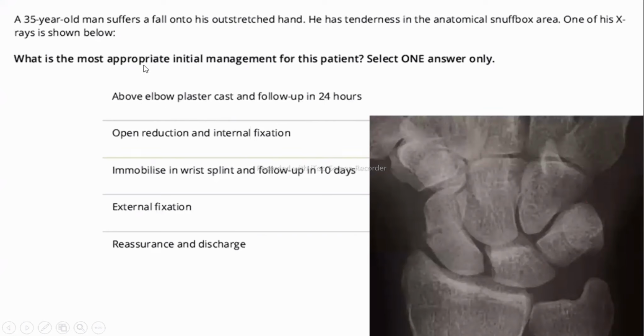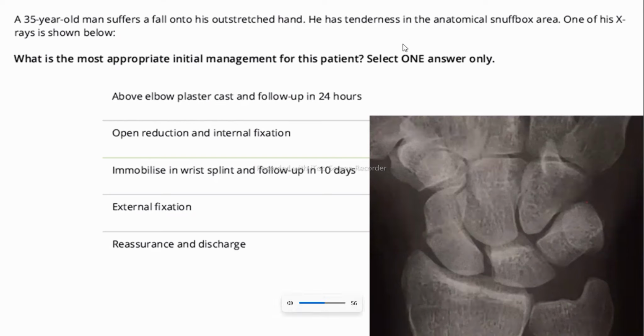Scaphoid. Here, what is the most appropriate initial management? Immobilize in a wrist splint. So he said here a 35-year-old man suffered a fall on an outstretched hand. So it's the mechanism of injury, confirming the mechanism of injury, and he has tenderness in the anatomical snuff box. If I ask you in another question, this patient is suspected of scaphoid fracture, what examination will you do? Tenderness in the snuff box.